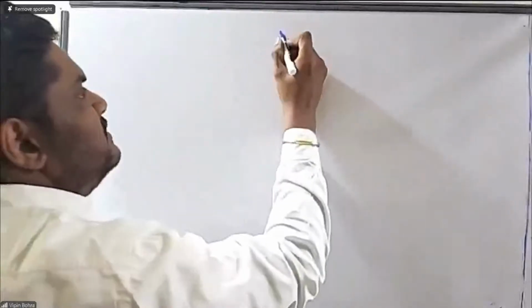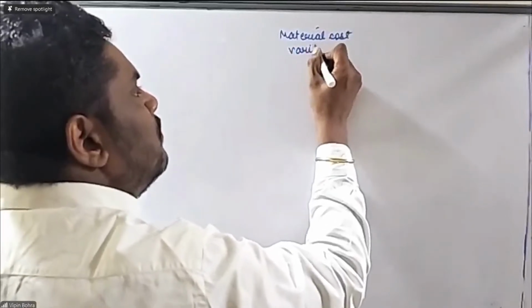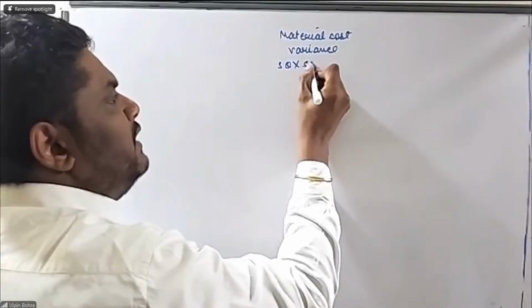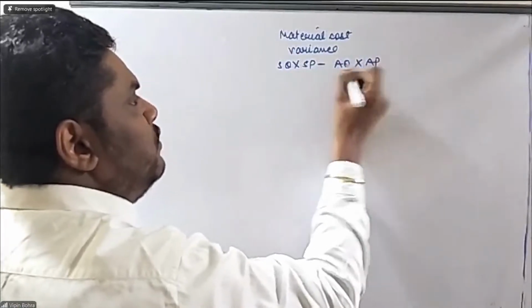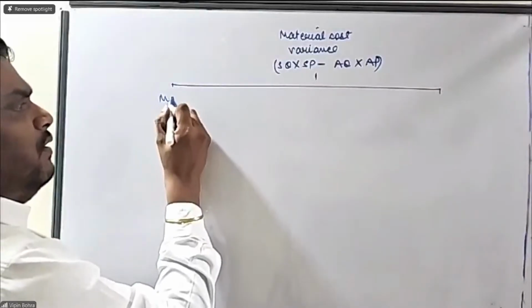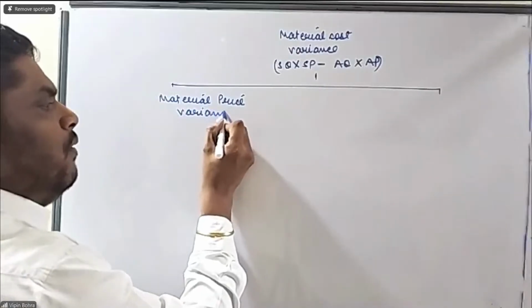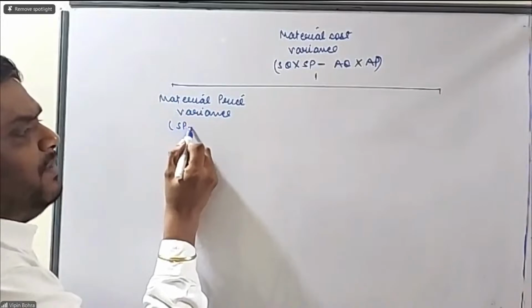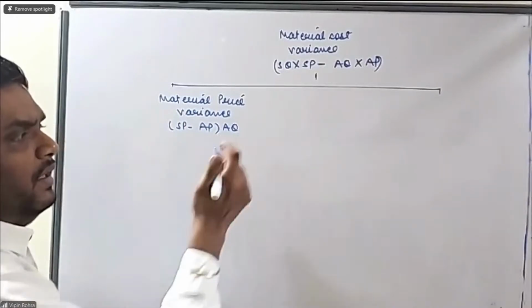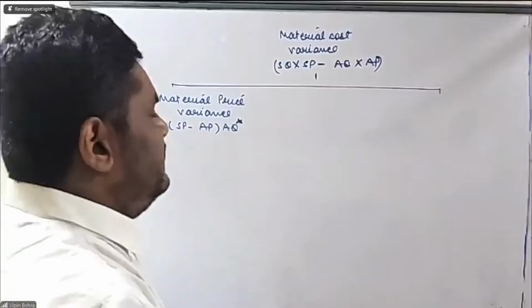In the last two classes, we discussed material and labor variances. When talking about material variance, we discussed material cost variance, that is standard quantity into standard price minus actual quantity into actual price. It has two parts further. Material price variance is standard price minus actual price into actual quantity. Again, this actual quantity is the key.